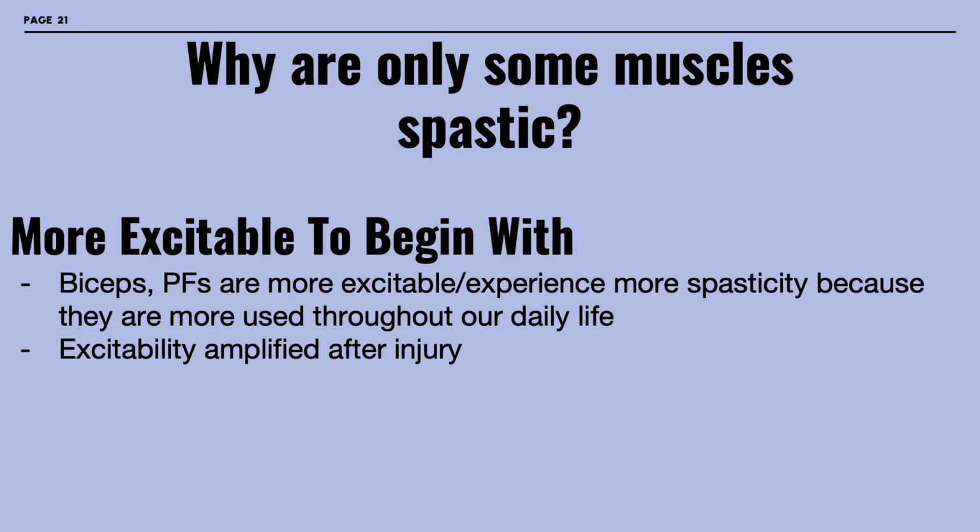Now, why are only some muscles spastic? The simple answer is that they're just more excitable to begin with. Both biceps and plantar flexors are very excitable and just used throughout our daily life. So that excitability is amplified after injury. As we reviewed, the RST and CST are hyperexcitable, they're disinhibited. So, because they're used throughout our daily life, they're just more excitable to begin with, and they're more often our spastic muscles.